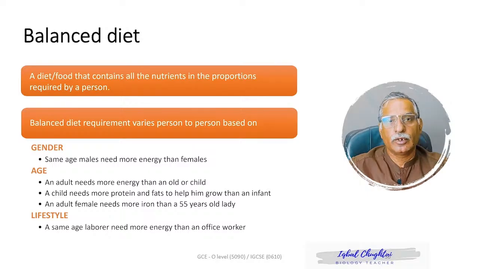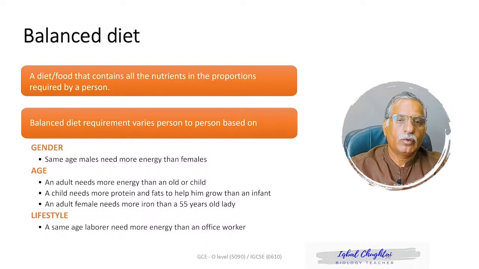When it comes to age, again, it makes a difference. The example I told you right now also reflects the age, because a 25 years old female is younger, more active, and needs more energy and more iron compared to a 60 years old female. And you can see that a 25 years old female could be an office worker, could be an athlete, and the 60 years old female would be spending most of her time at home.